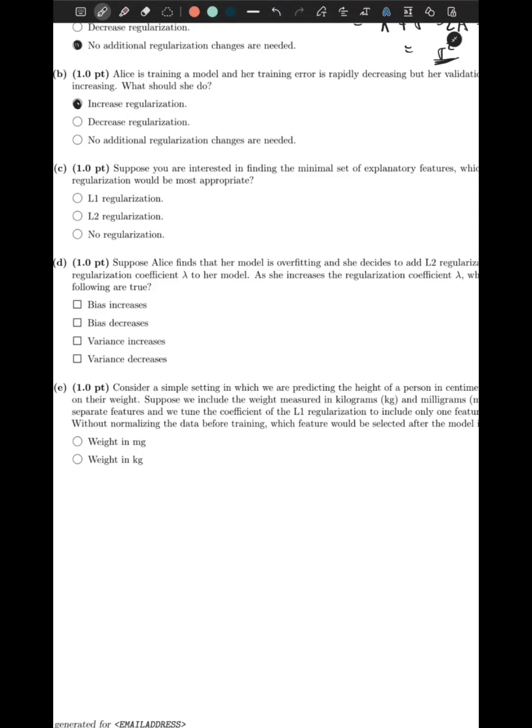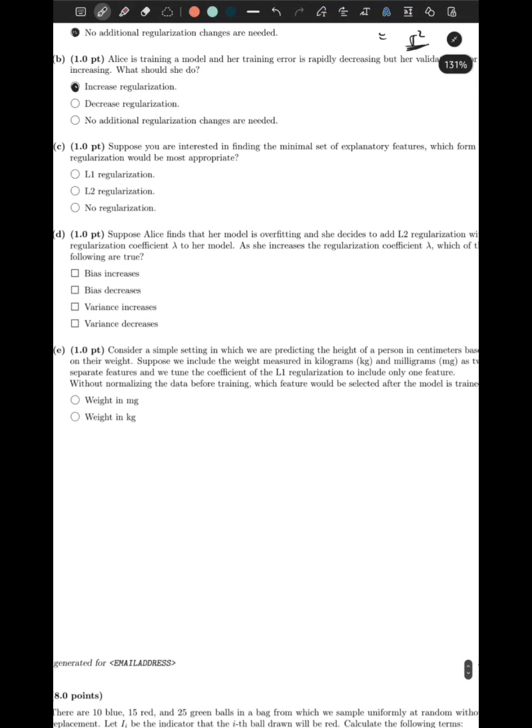But for L2, it's more diverse in that more of your values will be non-zero. It gives more weight to your different features equally rather than L1, which just sets a lot of those to 0, which causes those features to not be used. So in this case for part C, because we want to find the minimal set of explanatory features, which means we only want to select a very small subset of features, we want to use L1 regularization because then it will set a lot of the coefficients of our features to 0. So we'll choose all the features that correspond to non-zero values, which would be a small subset.